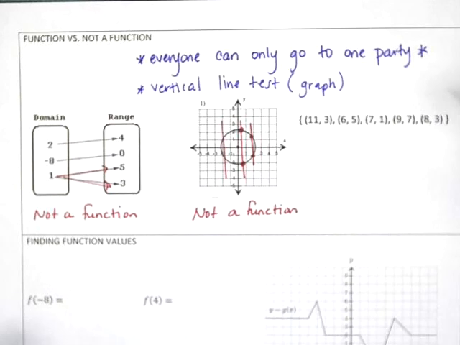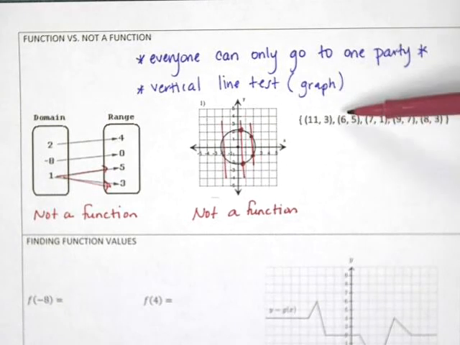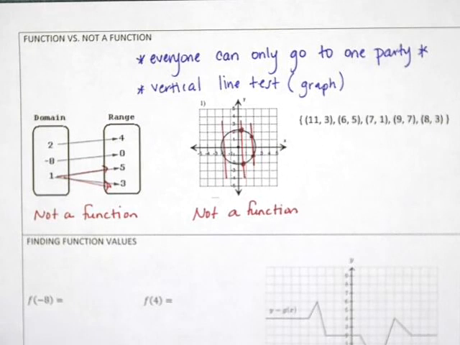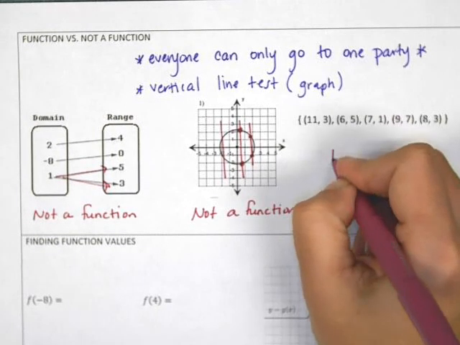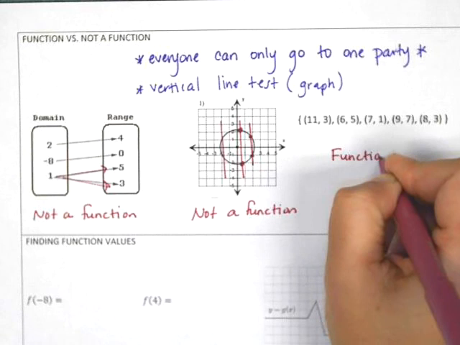If I look at the next example, 11 is going to 3's party, 6 is going to 5's party, 7 is going to 1's party, 9 is going to 7's party, 8 is going to 3's party. Since everybody's only trying to go to one party, I would say that this is a function.